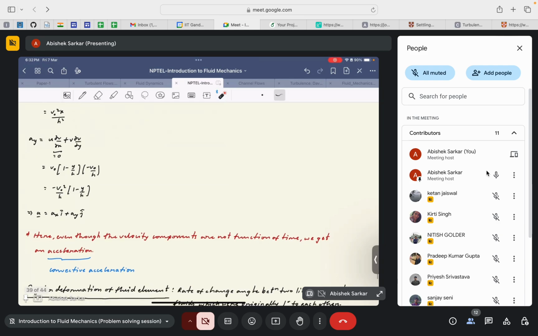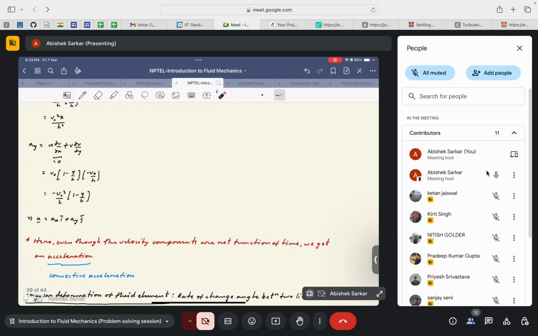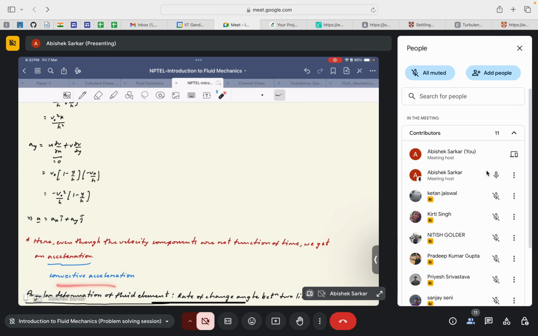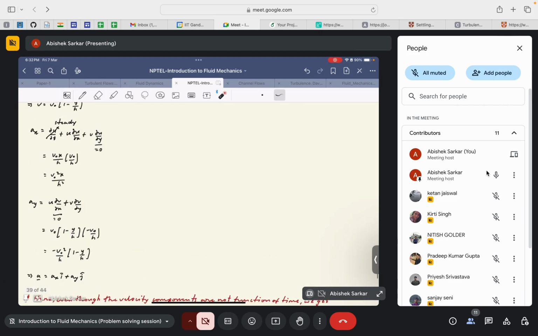One interesting thing to note here is that even though the velocity components are not functions of time, we get an acceleration. Why? Because we initially saw that the acceleration is composed of both local acceleration and convective acceleration. The acceleration here is because of the convective part: even if the velocity components are independent of time, they vary with space, and this spatial, or convective, acceleration is what contributes to the net acceleration of the fluid flow through this particular geometry.